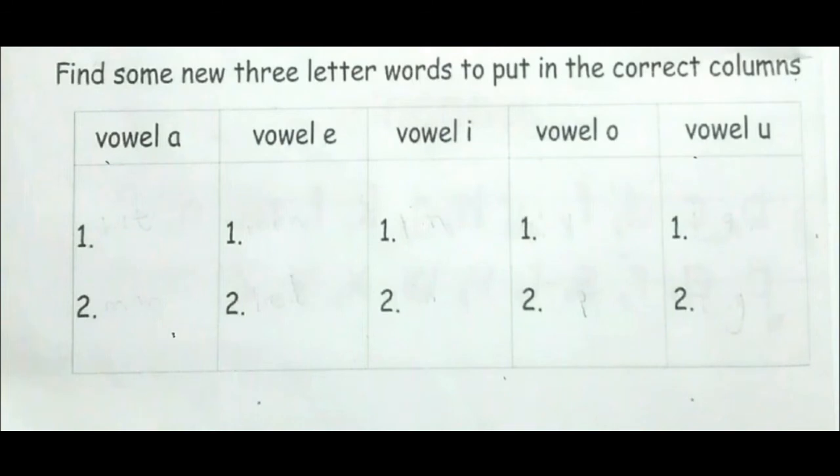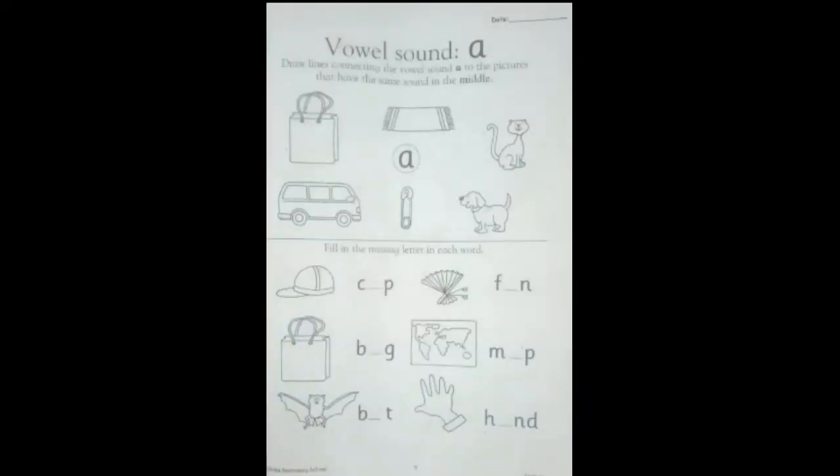For example, in one, you have to write a word with A. In the second column, vowel E. Third column, vowel I. Fourth column, vowel O. And fifth column, vowel U. Now, in this way, you have to complete page number 8, part 3. Alright, now take out page number 9 in your English book.